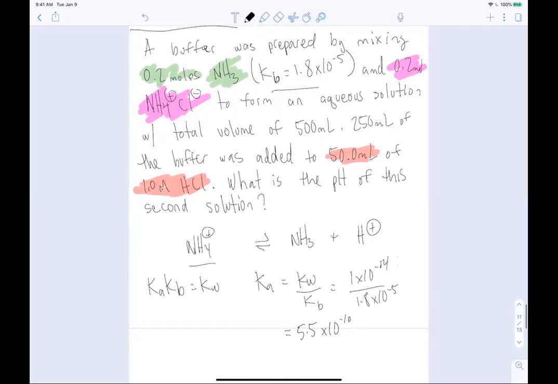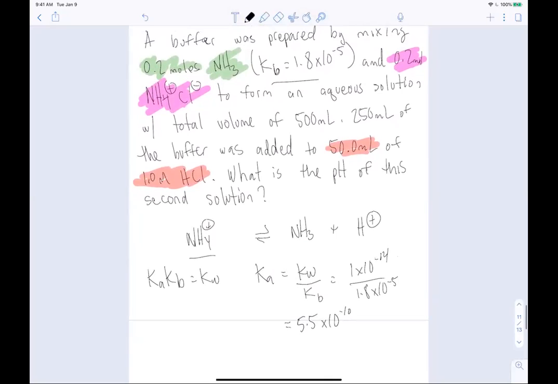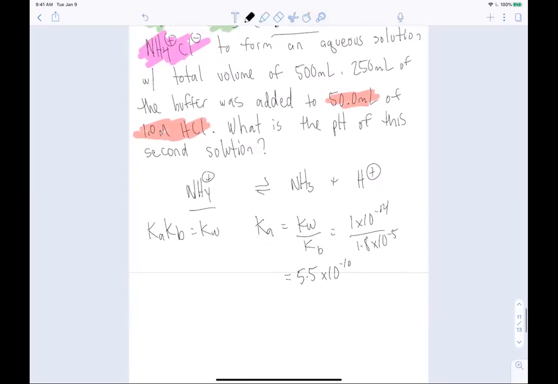Okay, what's the easiest way to do this? Another way of phrasing this question, the way we've talked about it in class, would be to say, what happens if you add 50 milliliters of 1 molar HCl to a 250 milliliter buffered solution of ammonia and ammonium chloride?